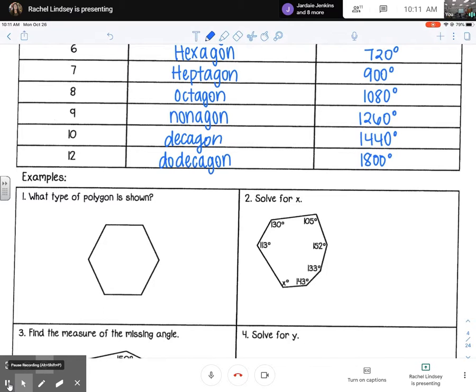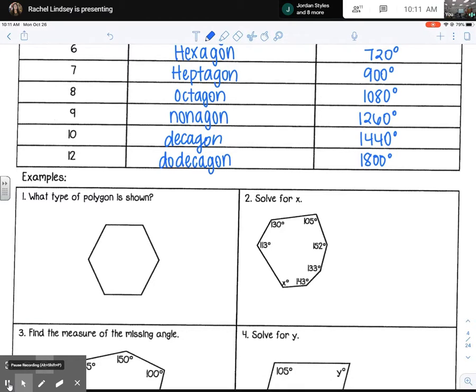On number 1, how many sides does that shape have? 6. So what would that shape's name be? A hexagon. And a hexagon does have an interior sum of 720. Okay, so on number 2, how many sides does that have? It has 7. So, I need to know the sum of the interior angles for a 7-sided shape. So 7 minus 2 is 5, and 5 times 180 is 900.